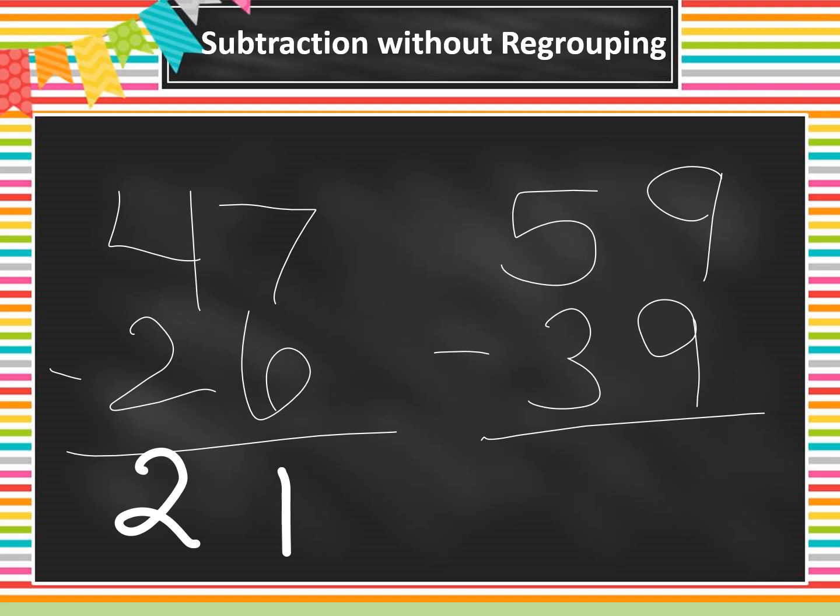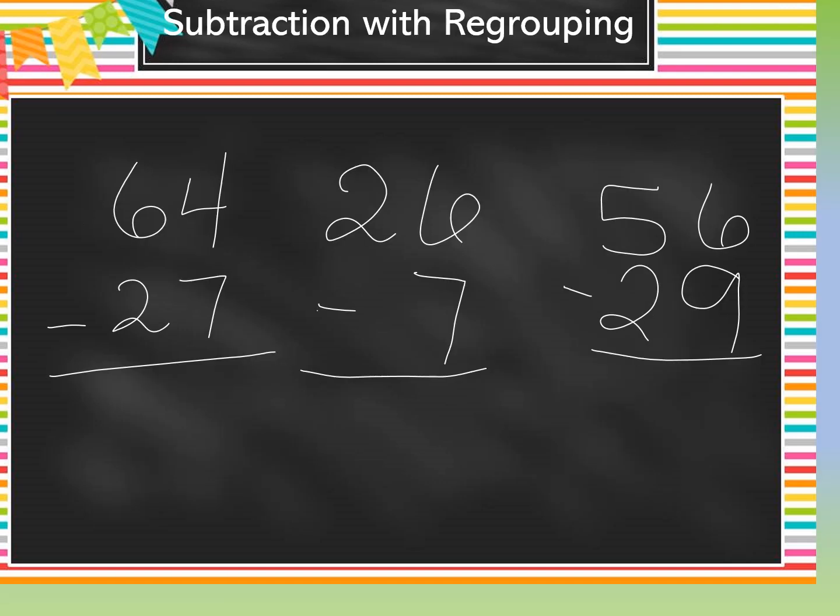Our next problem is 59 minus 39. Well, we're going to subtract the 9 minus 9 from the ones column, and we get 0. And then we go to the tens column. 5 minus 3. Turn and tell your partner what 5 minus 3 is. 2. Good job. Subtraction with regrouping. We have 64 minus 27 for our first problem.